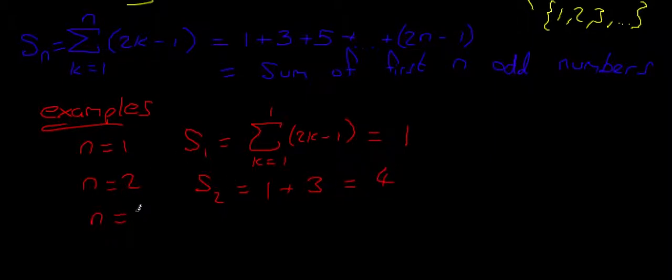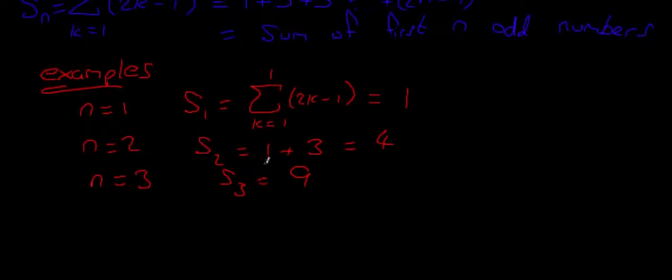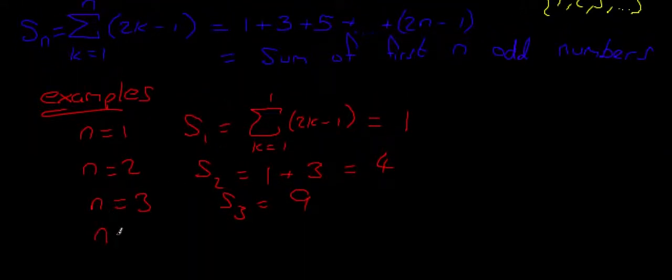We can carry on. n is 3. We have S3 is equal to 1 plus 3 plus 5. This is 9. And in fact, we can continue and get S4. We'll do this as the last one. S4 is equal to, so the odd number after 5 is going to be 7. So we've got 1 plus 3 is 4, plus 5 is 9, plus 7 is going to be 16.